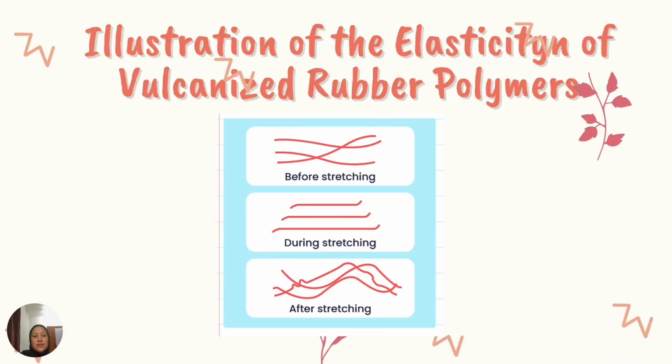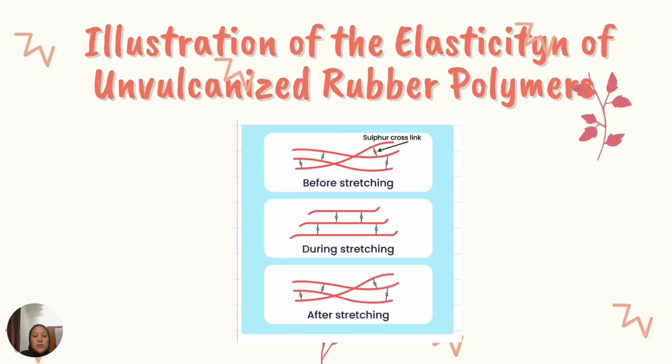Okay, for the illustration of elasticity of vulcanized rubber polymer, it has before stretching, during stretching, and after stretching, as you guys can see. So for the unvulcanized rubber polymer, okay, before stretching it has a sulfur cross-link, and during stretching and after stretching you can see the different shape it had.